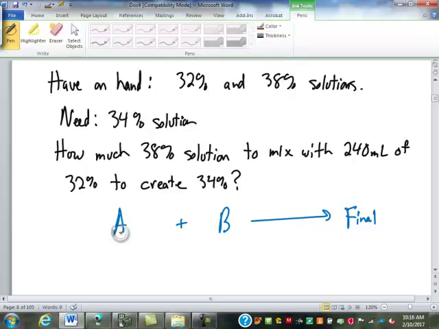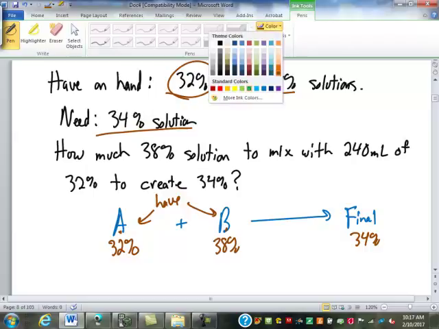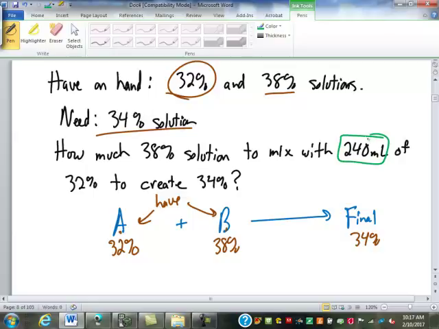Do we know the concentration for the first solution? Well, yeah, we know all the concentrations. The first solution is 32%. How about the second solution? 38%. Those are the two that we have on hand, the two that we're going to be mixing together. And we want to create a final solution that is 34%. Do we know the amounts of any of those? 240 milliliters goes with 32. We're trying to find the amount of the 38%. So that's going to be X.